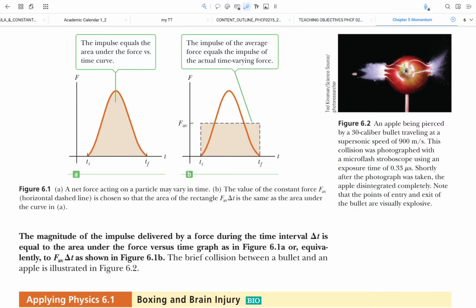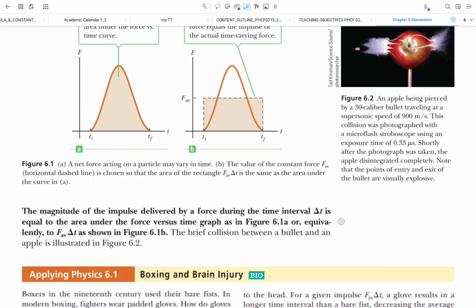So there are two core concepts that I just mentioned. Number one, the area under the curve is equivalent to impulse. The area under the curve is also equivalent to the change of momentum. But on a side note, even though the force varies, because the time is very short in the case of a collision, the average force times delta t is equivalent to the area under the varying force earlier. Right.